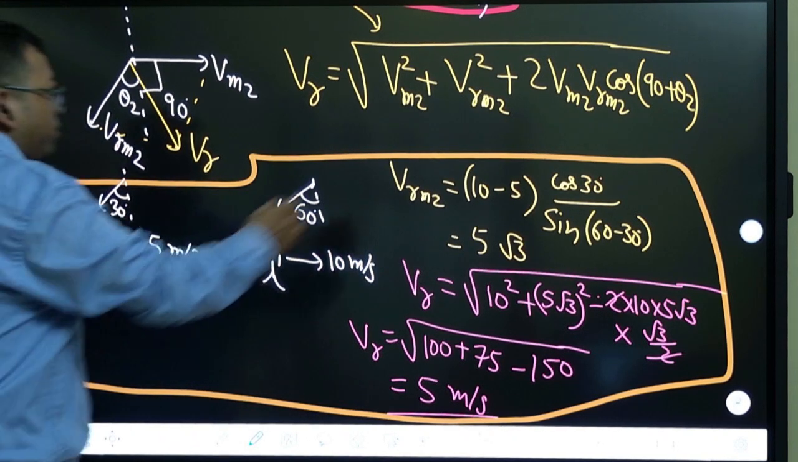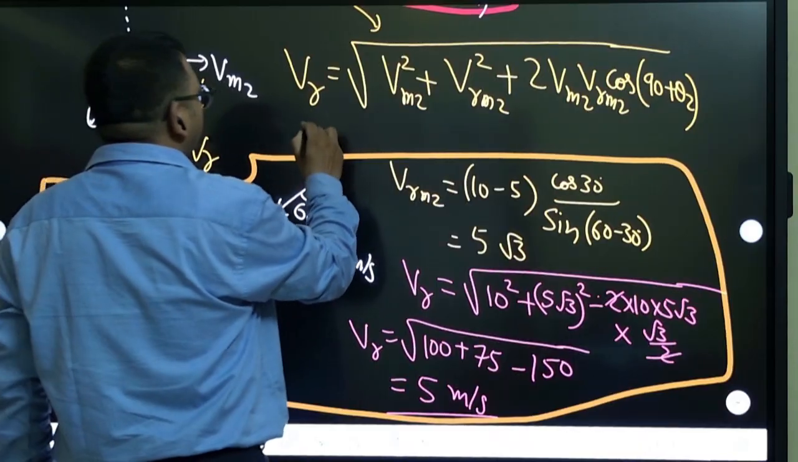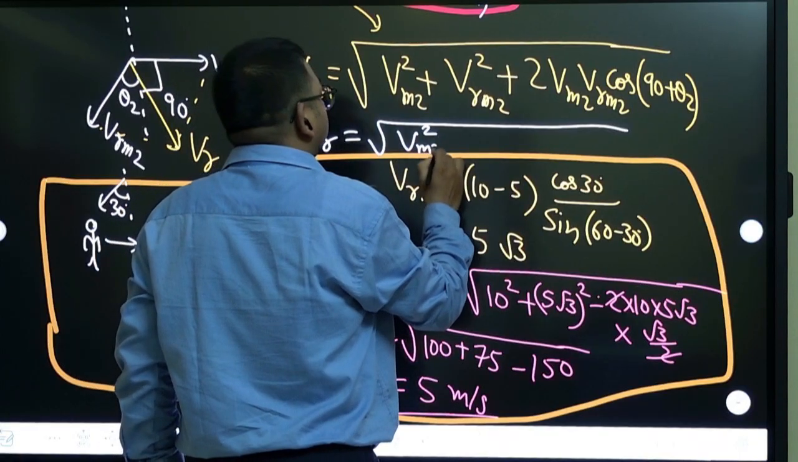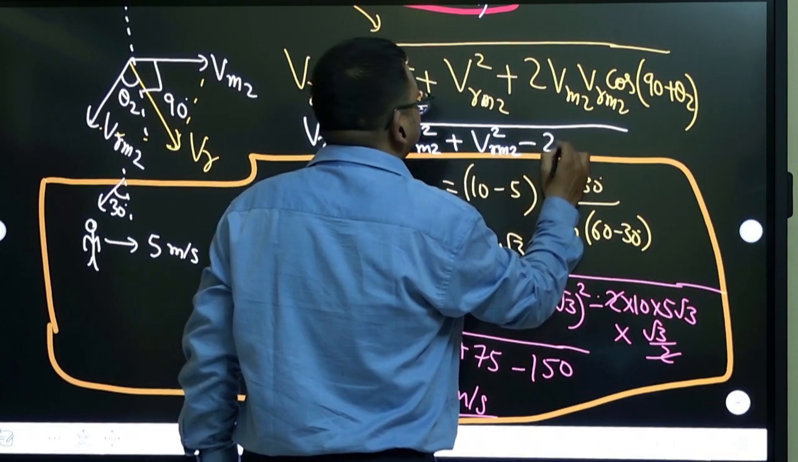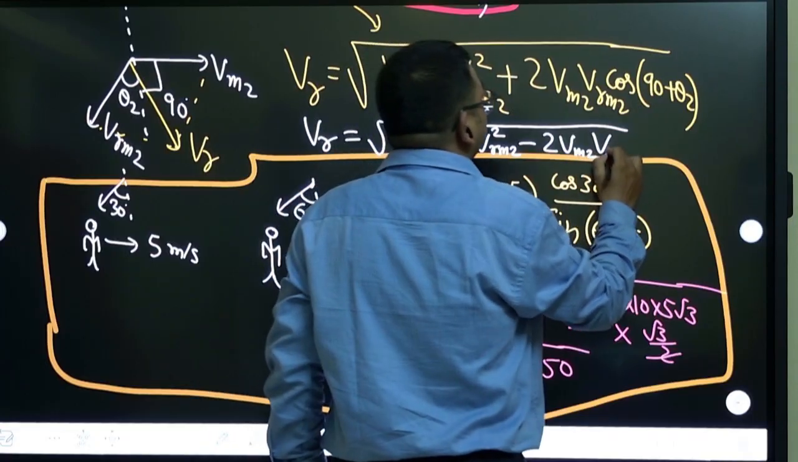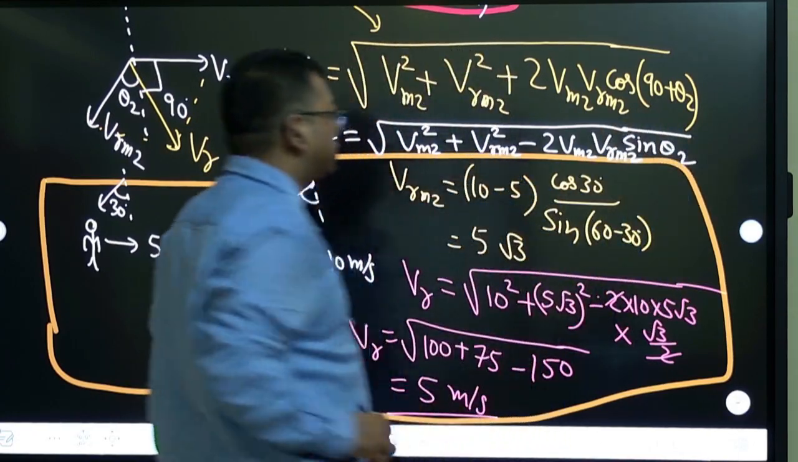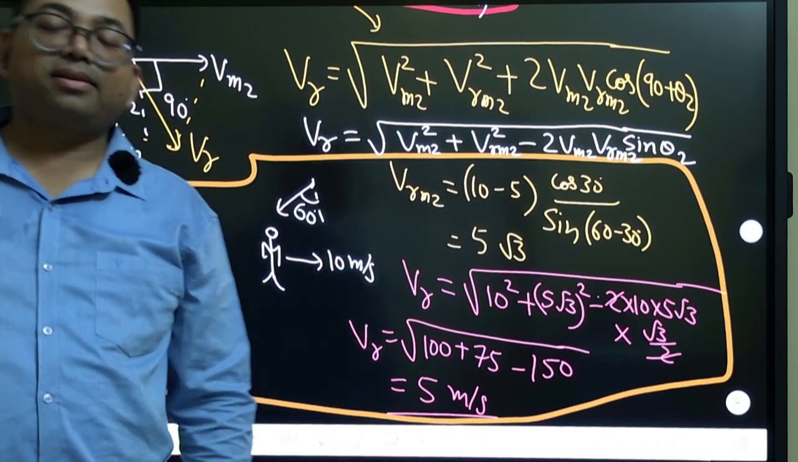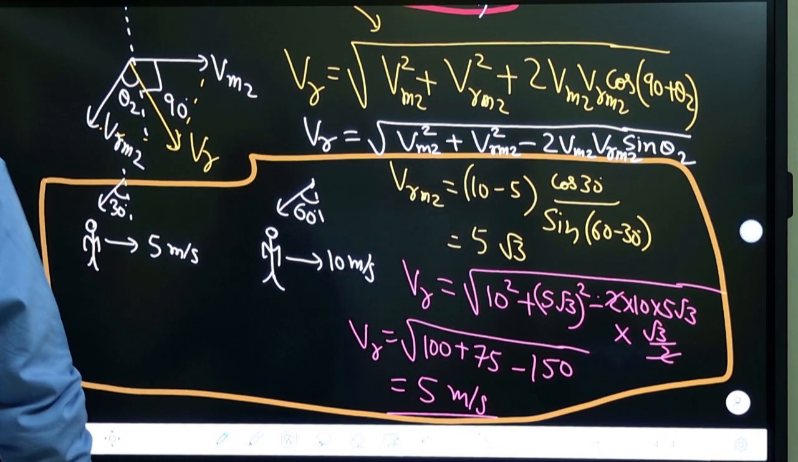So here you can write minus sine theta. This formula, you read this formula a little bit. VR will become root under Vm2 square plus Vrm2 square minus 2 Vm2 Vrm2 sine theta 2. That's all. So you can do that. Read the calculation. Clear? So very important formula you can solve. So this is the rain man problem. Any type of questions can be solved this way.